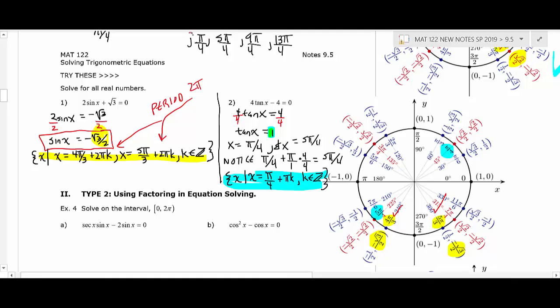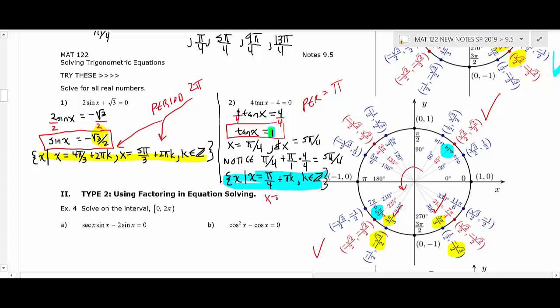Okay, the next one was a tangent. So when you isolated, ultimately you would have got tangent of x equals 1. There's two places where y over x is 1. One of them is here. The other one is here. So you would get pi over 4 and 5 pi over 4. But you only have to write one of them because the period of a tangent is pi. And if you take pi over 4, the first solution, plus pi, then you're already getting to the 5 pi over 4. So you only have to write this one solution.